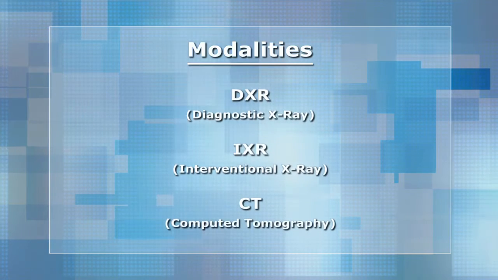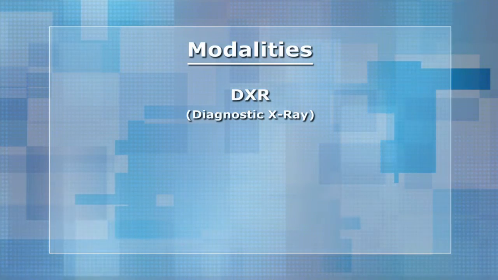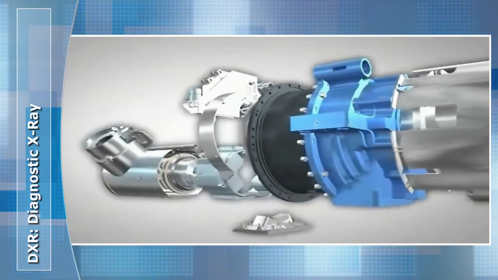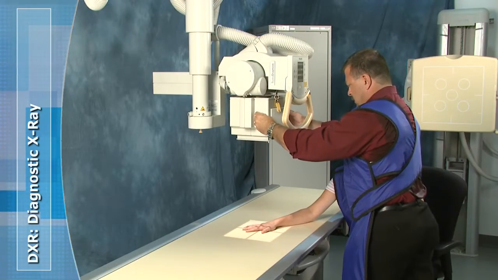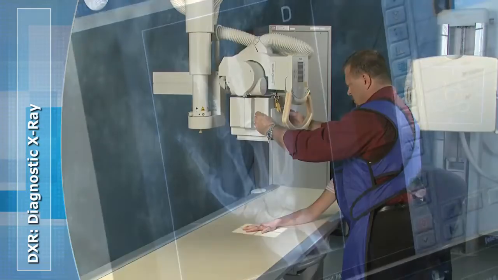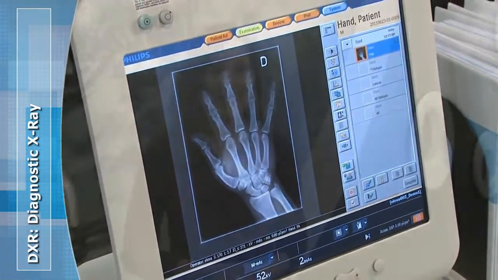The first 3 modalities, DXR, IXR, and CT, are all based on X-rays. You're probably familiar with DXR, or diagnostic X-ray, but likely refer to it as just plain X-ray. This is the machine looking for broken or fractured bones. It's inexpensive, quick, readily available, and Philips has over 50,000 DXR devices in use around the world to date.